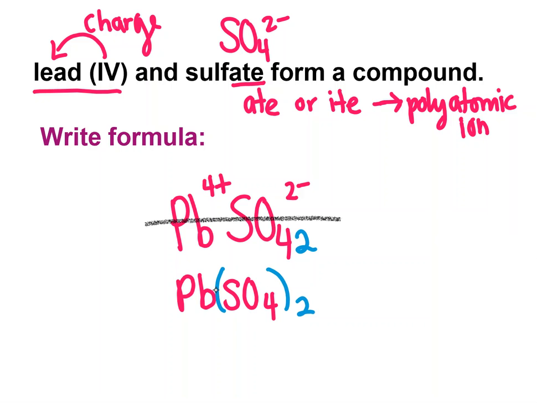I need to put parentheses around it so that this 2 is indicating that this whole group, the sulfates, there are 2 of those, not just extra oxygen. So this is the correct way.